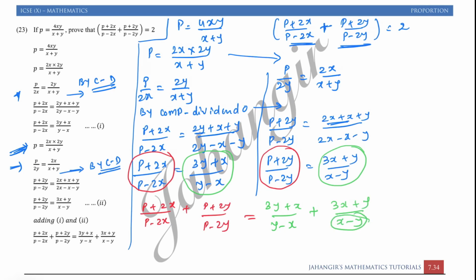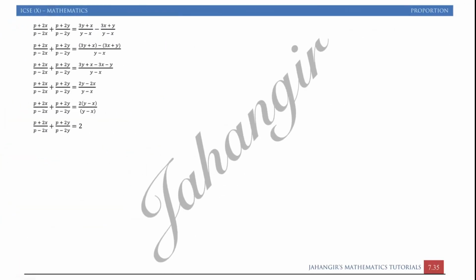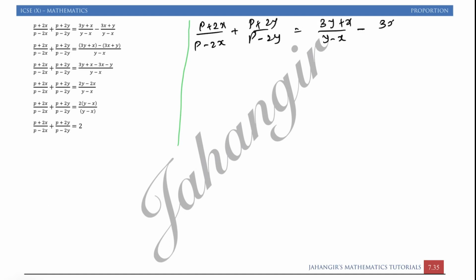As we know, x minus y, if I will change sign over here, I will get minus and denominator will become equal. Let's do that. So here I will write p plus 2x upon p minus 2x plus p plus 2y upon p minus 2y, that is equal to 3y plus x upon y minus x minus 3x plus y upon y minus x. So these two I will keep as it is.